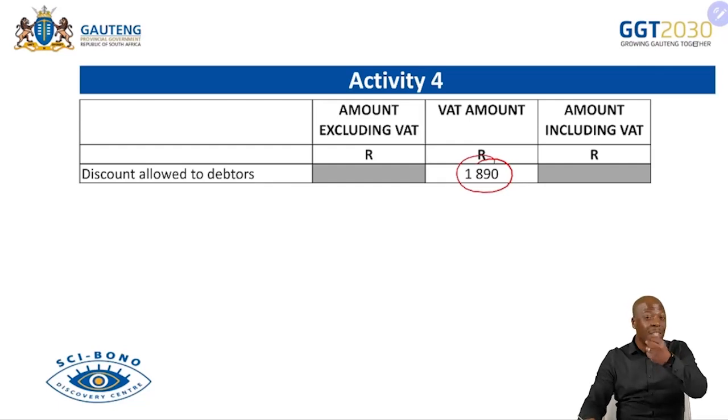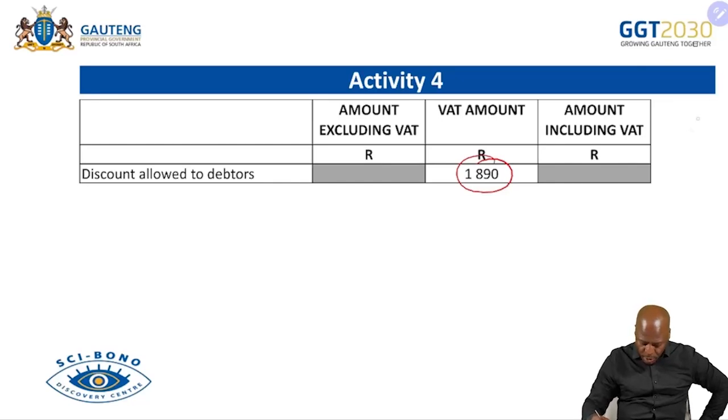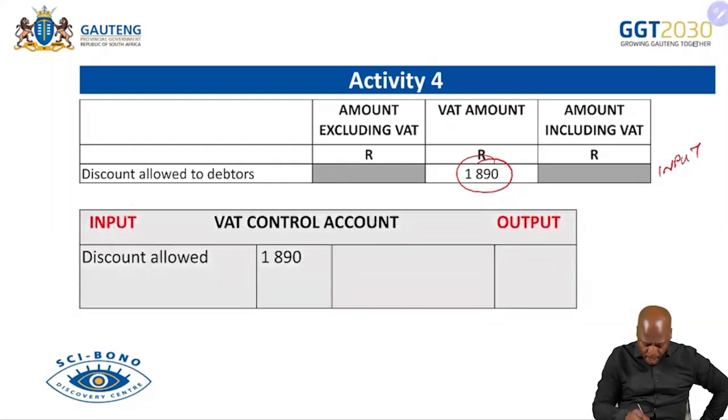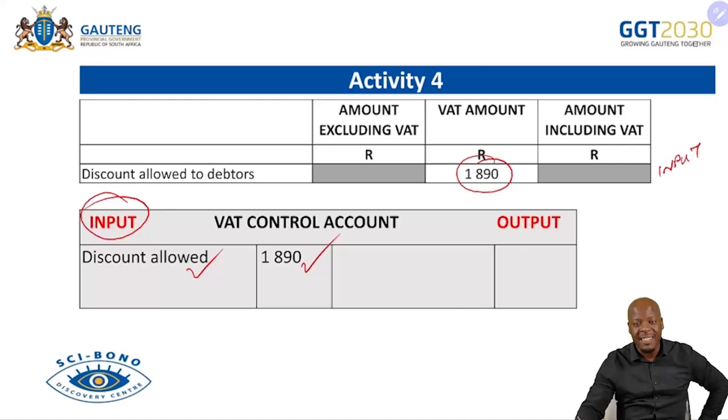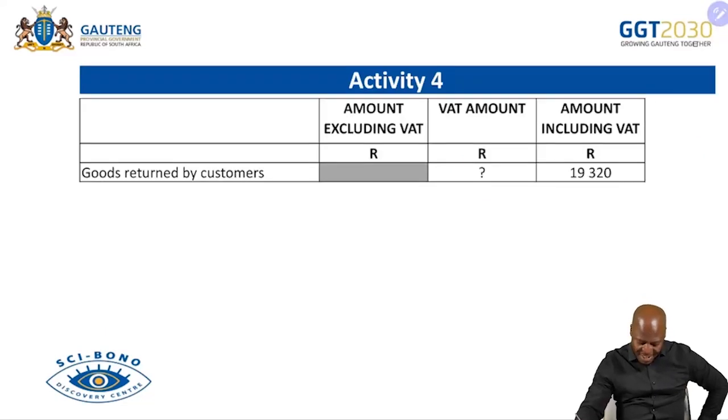We give discount, output VAT decreases. If output VAT is to decrease, it decreases by us recording it on the input. So discount allowed is input. So I should now be able to see it on my input over here. Discount allowed, 1,890. Simple as that. Okay, let's now go and see the next one.